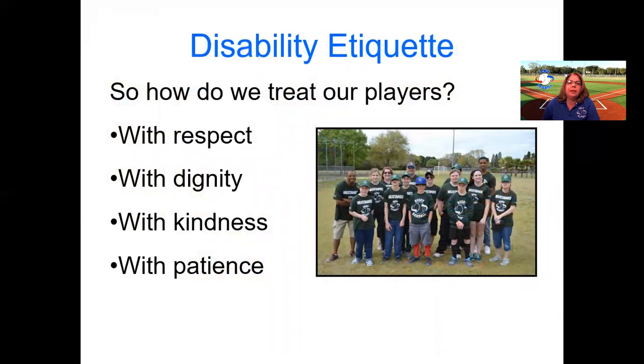So, disability etiquette. How do we treat our players? Well, actually, a lot like we treat each other, with respect, with dignity, with kindness, and patience.